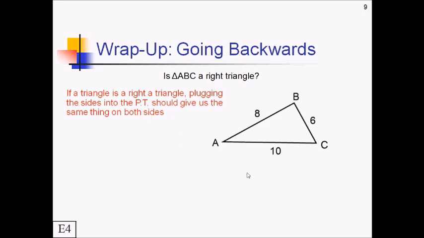So which sides do we plug in for which letters? Well, remember that C is always the biggest side. The hypotenuse is always the biggest. So we don't even actually need to know which one of these is supposed to be the right angle. We just plug in 10 for C.